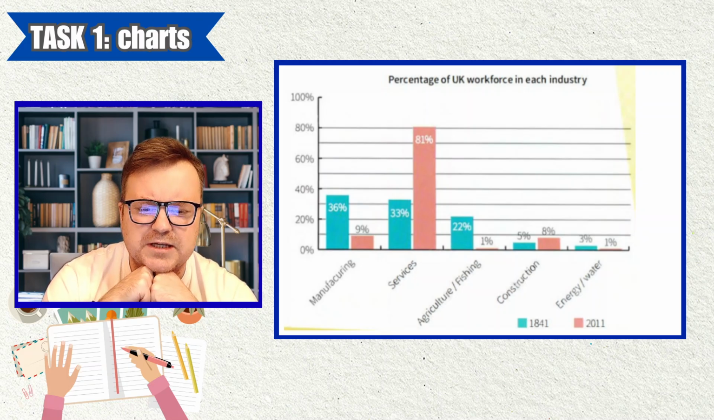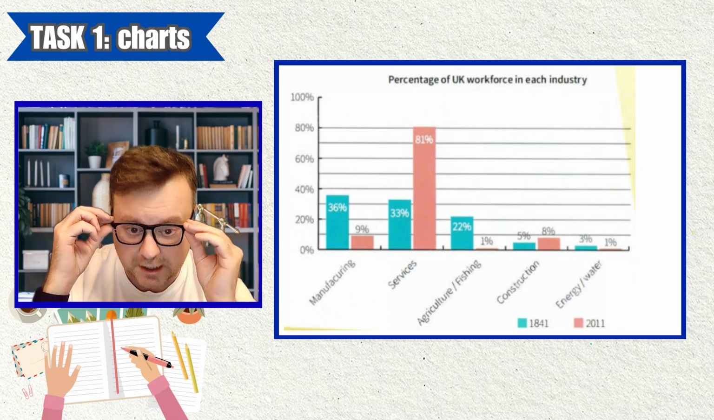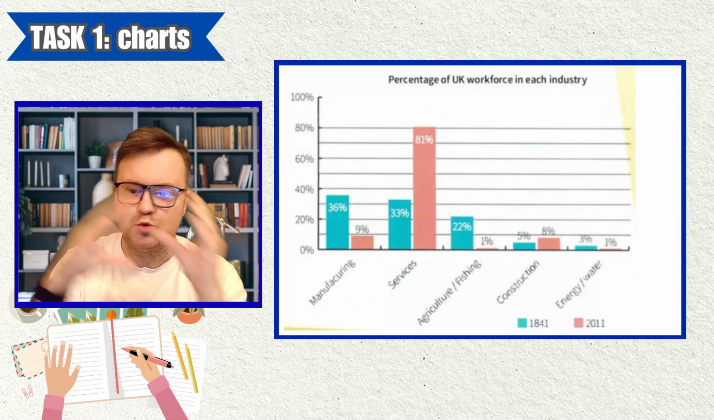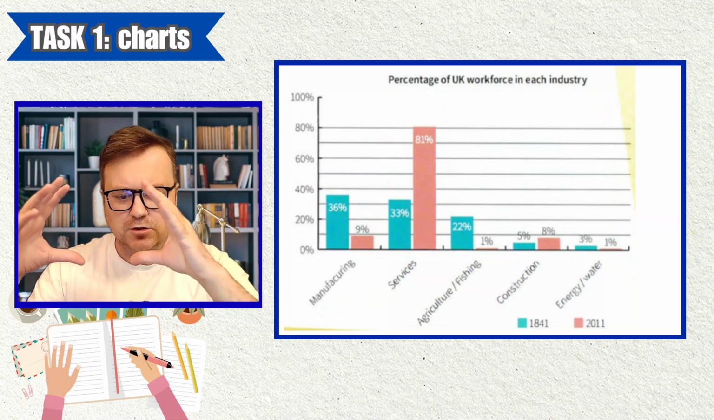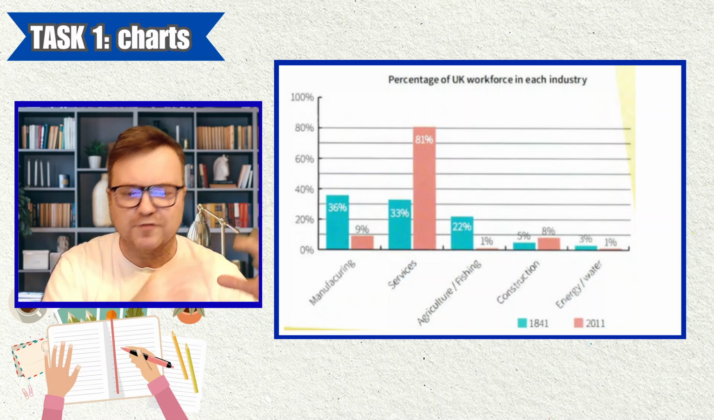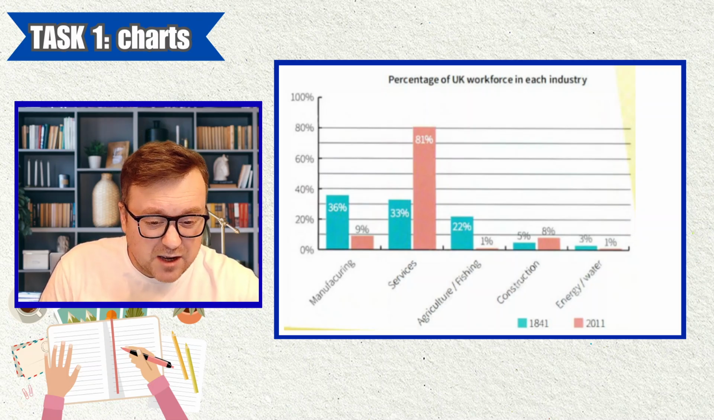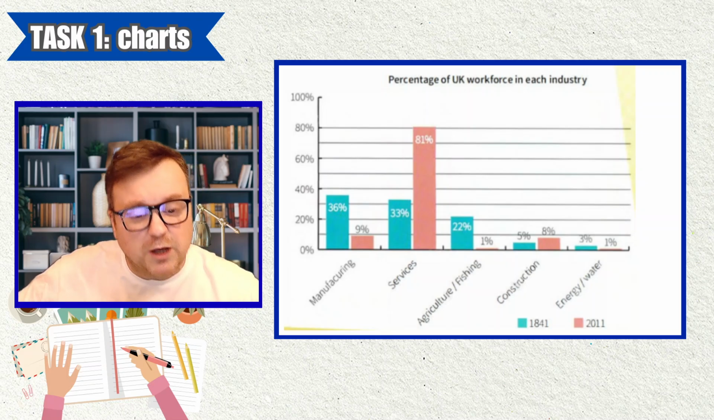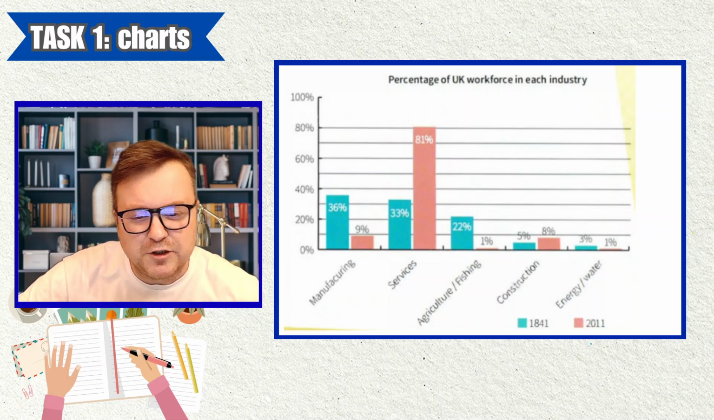You could break this down in different ways. We're always thinking about how we would split it into two chunks of information, right? Then for one chunk of information I can have one paragraph to talk about that, and another paragraph to talk about the other chunk. You could break it down into years, one paragraph talking about 1841, the other about 2011.